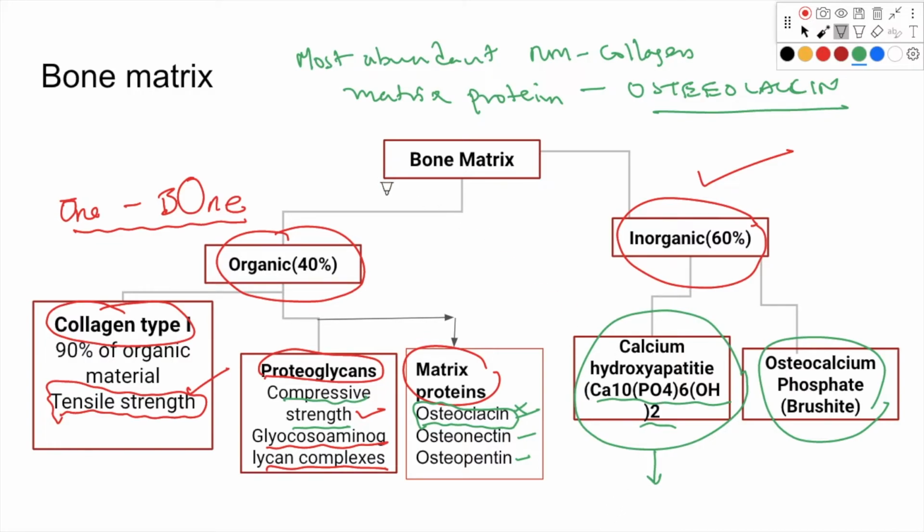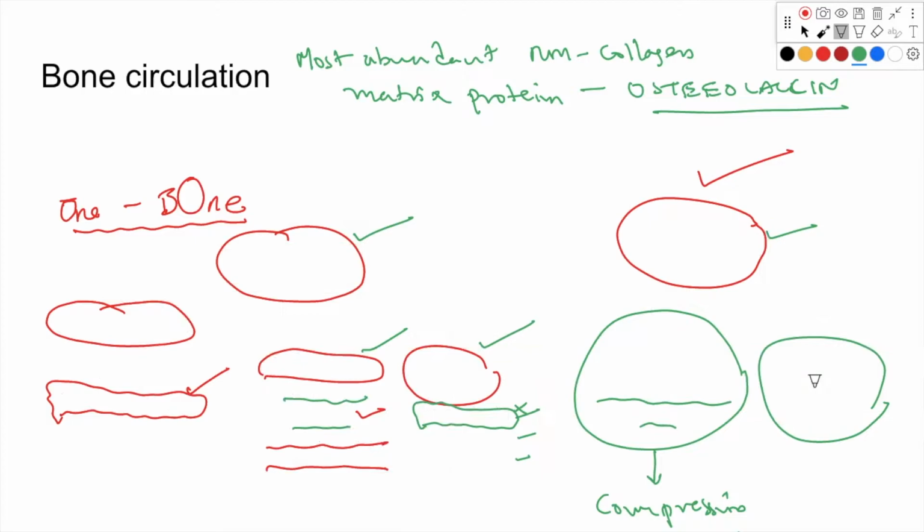So the bone matrix is formed by two components. One is organic, which is 40%, and inorganic, which is 60%. The organic portion is mainly made up of collagen type 1, which gives tensile strength to the bone, proteoglycans, which are made up of glycosaminoglycan complexes, which give compressive strength to the bone. Then you have matrix proteins, among which the most abundant one is osteocalcin. The inorganic portion mainly consists of calcium hydroxyapatite, which gives compressive strength to the bone, and brushite, which forms a smaller component of the bone matrix.